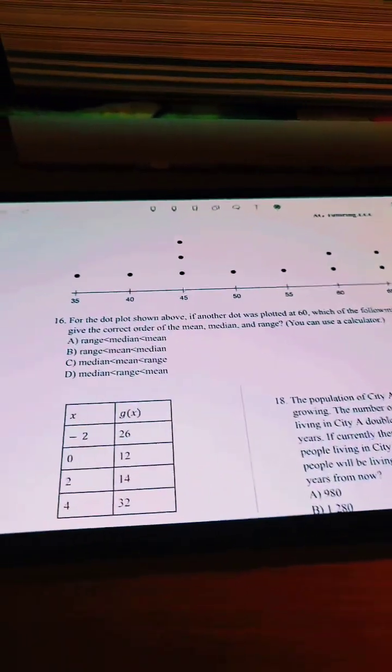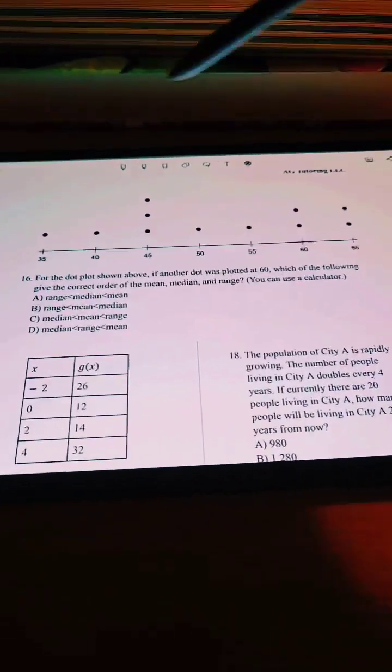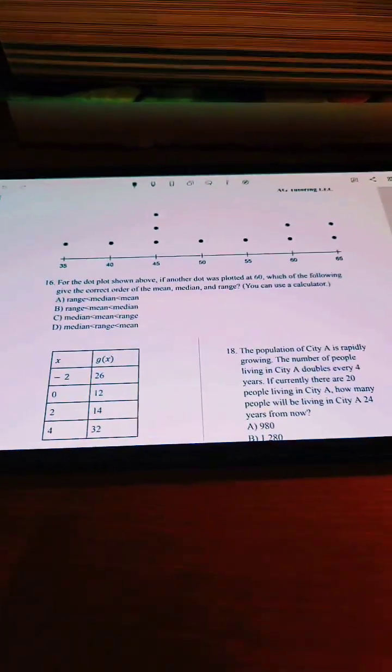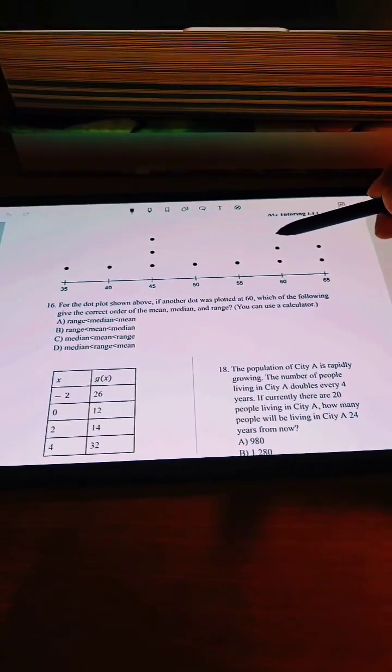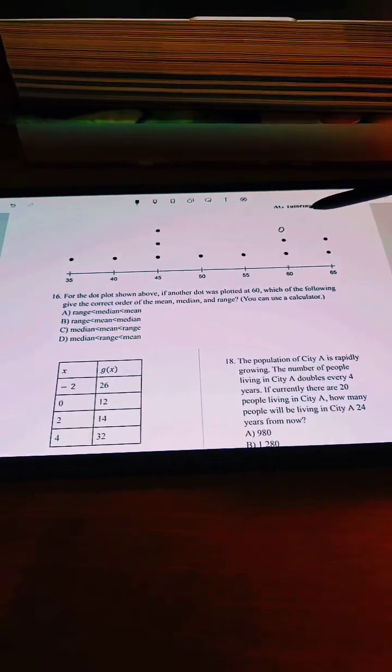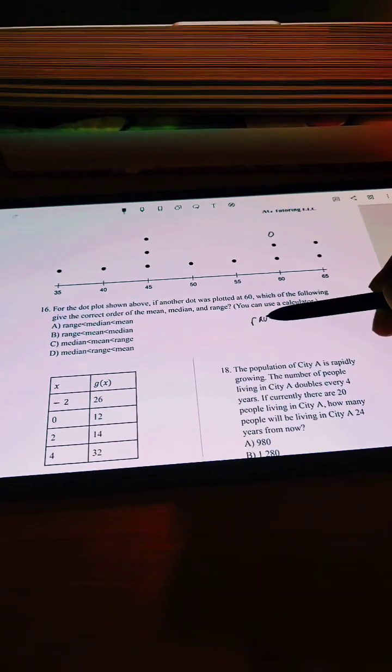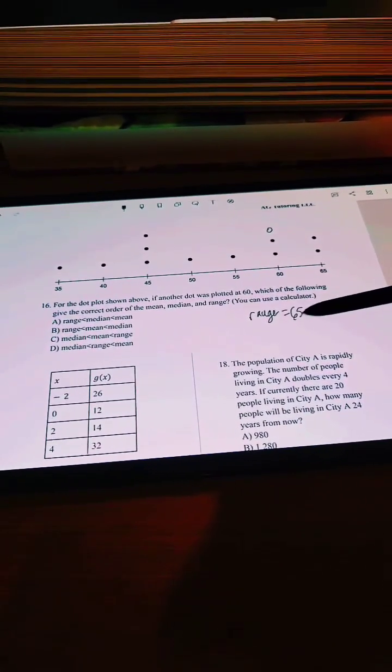Okay, so let's go to number 16. So we have this dot plot right here, right? And then if another dot was plotted at 60, so we'll put another one right there. Which of the following gives the correct order of the mean, median, and range? So let's start with what's easiest, which is range and median. So range is just the high minus the low. So range is going to equal 65 minus 35, which is equal to 30.